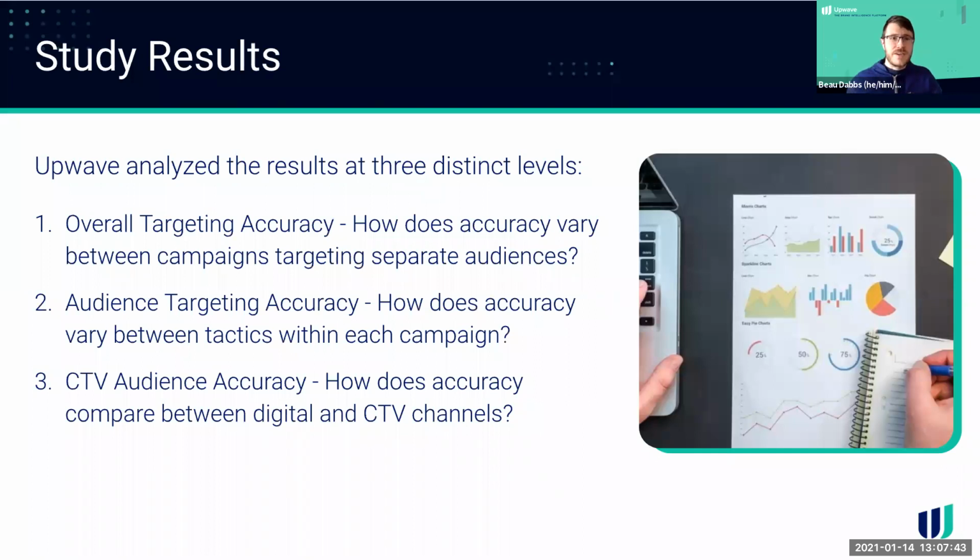And we're going to break our results down into 3 distinct levels. First, we'll look at the overall targeting accuracy to understand typical levels of accuracy for campaigns targeting distinct audiences. Then we'll look at the variability of that accuracy across targeting tactics within a campaign. And then finally, we'll break down the accuracy of targeting based on CTV and digital non-CTV audiences.